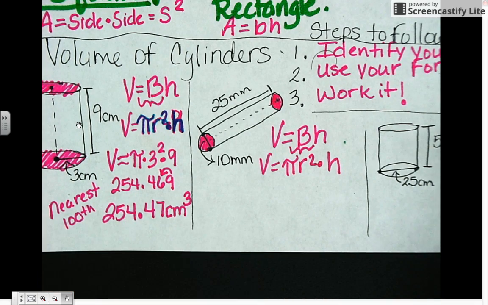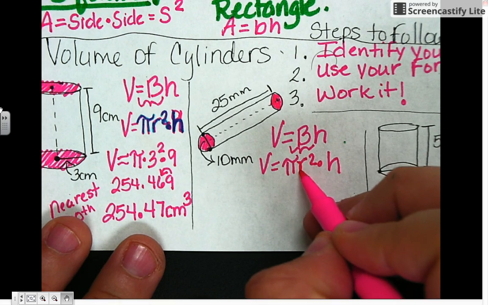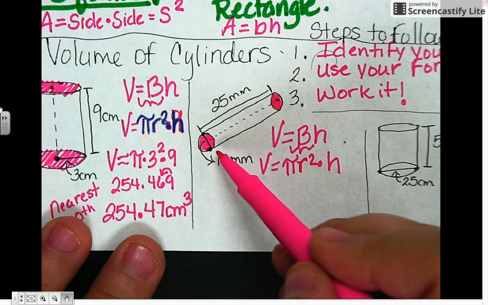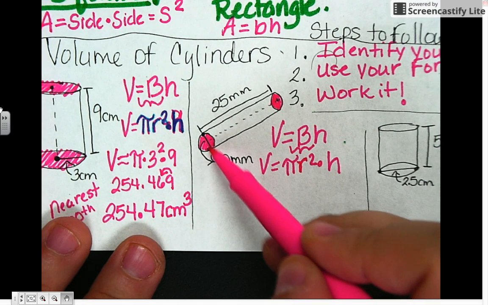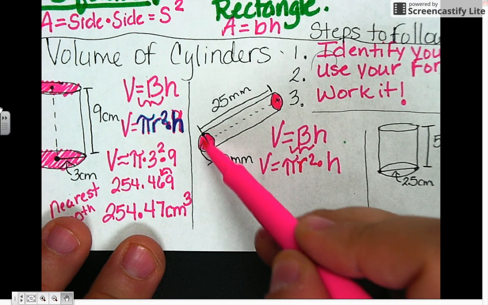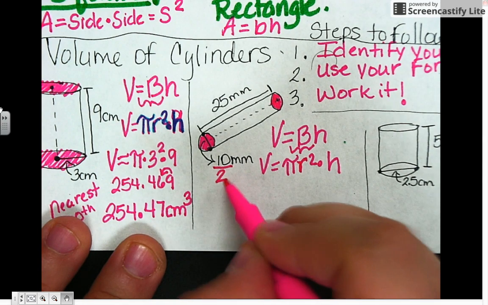I think volume is pretty easy. Let me get that hand out of the way. Now, the thing about this one is that I have radius, but I don't know if they gave me what I need. They gave me diameter. The distance from one point on the outside of a circle to the other is diameter. So that is not radius. So diameter is divided by 2.